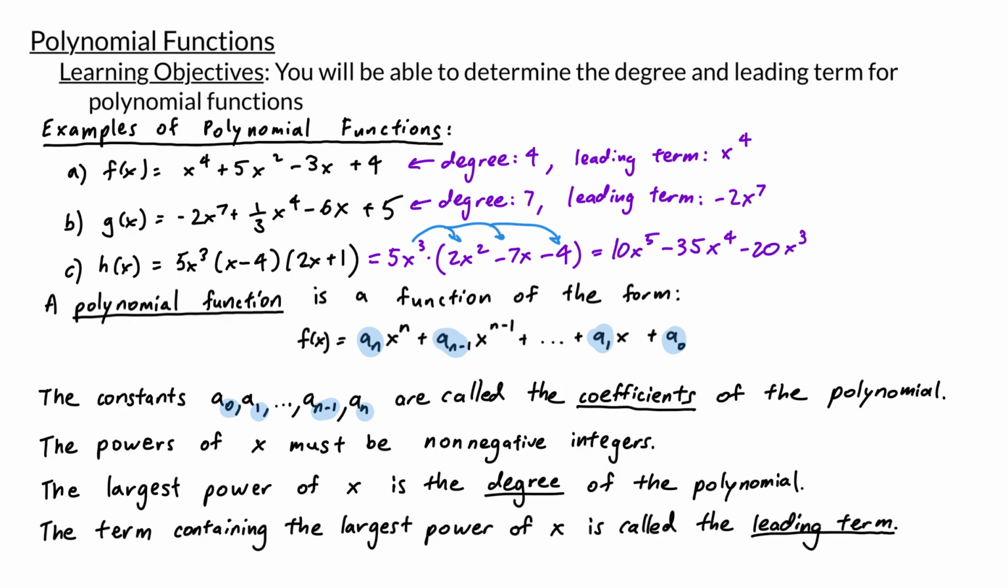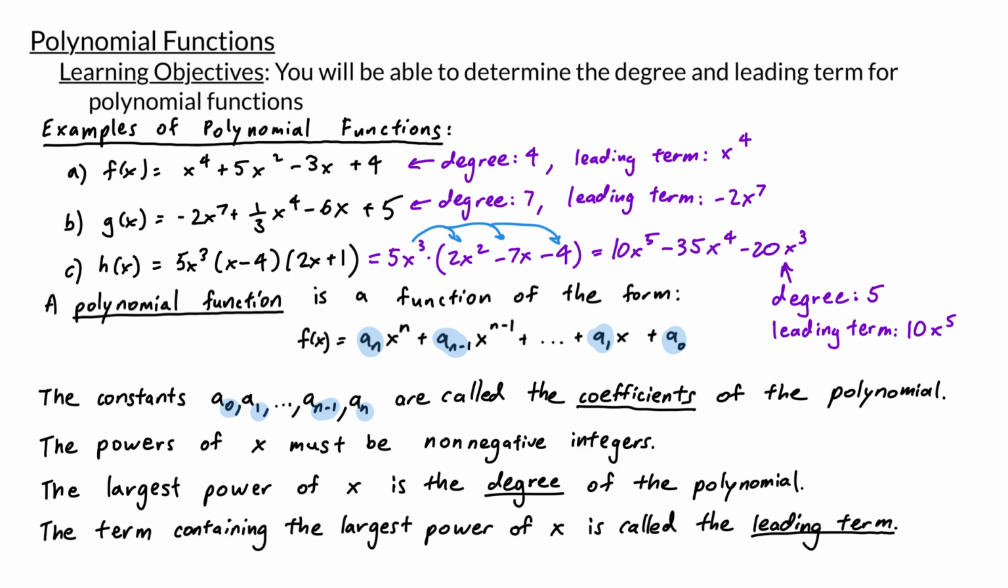Now that we have our polynomial multiplied out, we can identify the degree and the leading term. The highest power of x that's present is 5, so that's the degree of our polynomial, and the leading term would be 10x to the 5th. And so for this polynomial, the leading coefficient would just be the number 10.